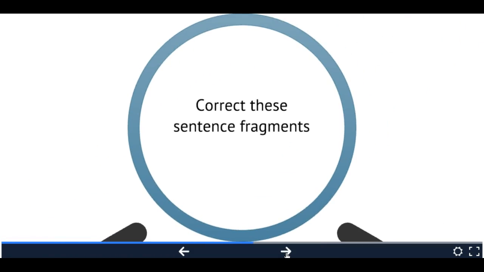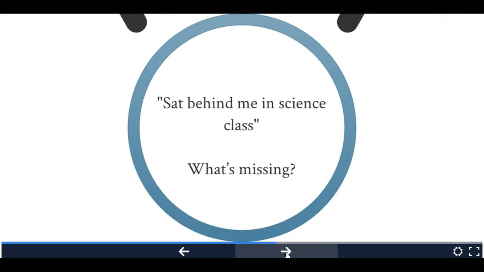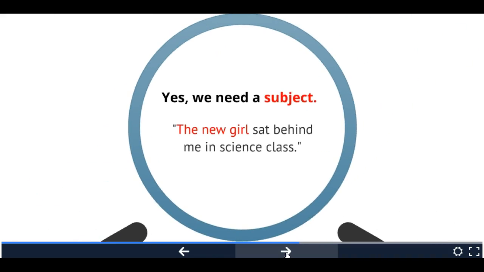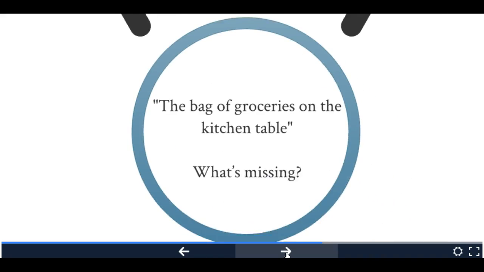All right, so you're going to correct these sentence fragments. We're going to figure out what's wrong and fix them. Sat behind me in class. What's missing? Is your subject missing, or is your verb missing? Subject. Maybe a new girl sat behind me in class. Maybe a teacher sat behind me in class. Maybe a polar bear. Whatever it is, we don't know, so we needed a subject.